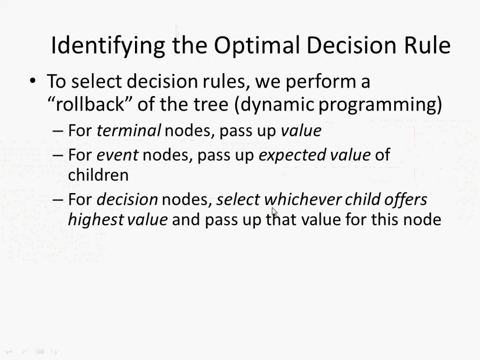We can choose the one which is more desirable. So we're going to select whichever child offers the highest value. Whichever child is better in general, because sometimes you're dealing with things where actually less is better. If you're dealing with cases of West Nile, you'd prefer the one that's smaller. But here, we choose whichever child is better, and we pass up that value.